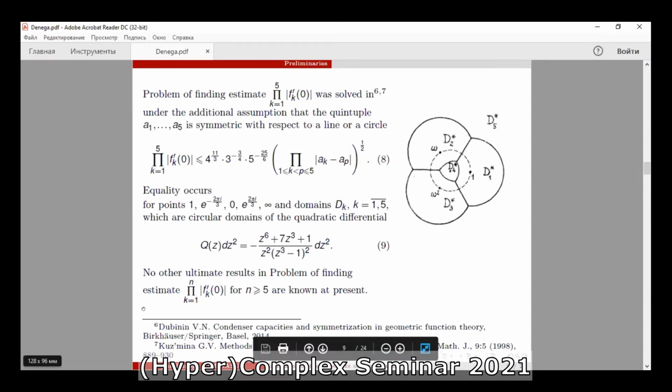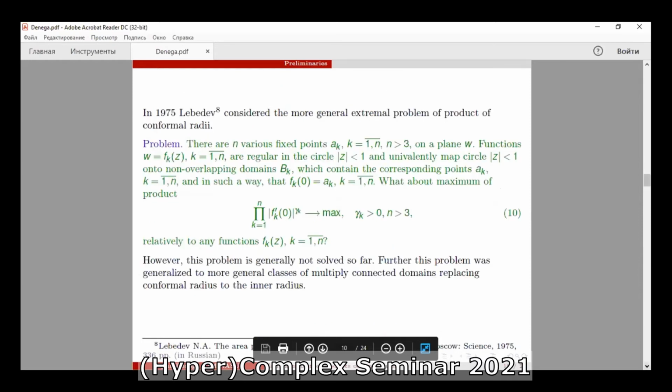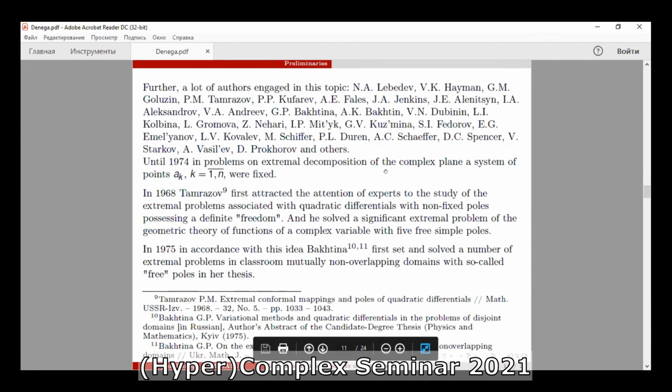Now, as ultimate results in problems of finding estimates of this product, for n greater than or equal to 5 are known at present. Well, Lebedev considers the more general problem. He considers this product. A lot of others engage in these topics.